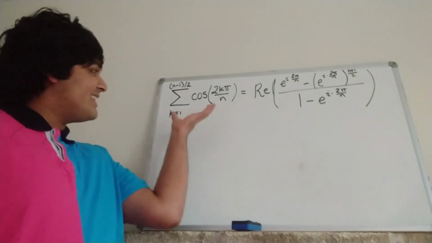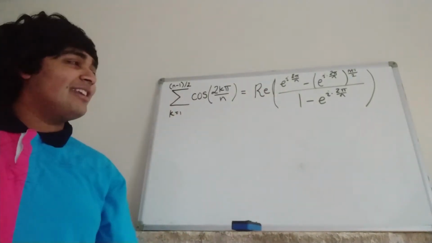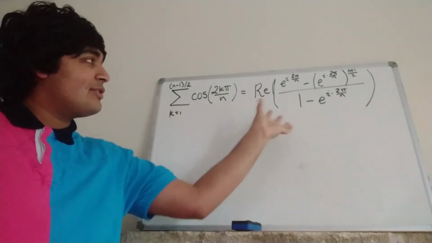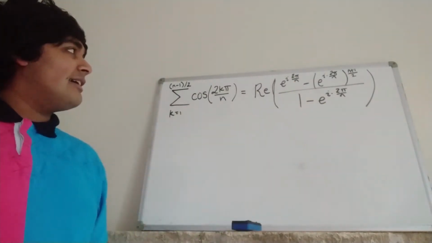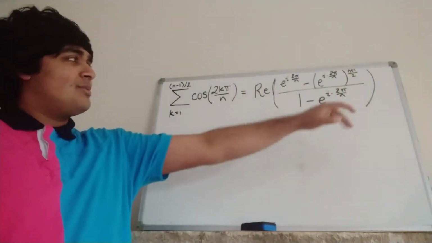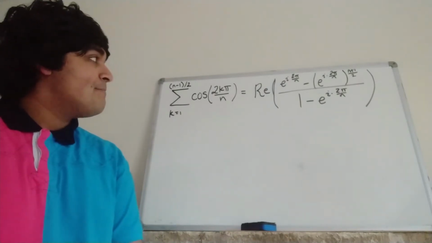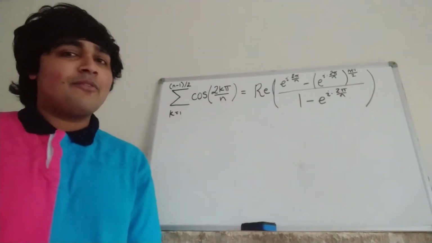Okay, so we just proved that this holds true. The sum from k equals 1 to n minus 1 over 2 of cosine of 2k pi over n is equal to the real part of e to the i 2 pi over n minus e to the i 2 pi over n to the power of n plus 1 over 2, and then divided by 1 minus e to the i 2 pi over n. What we want to do is perhaps simplify this right-hand side.